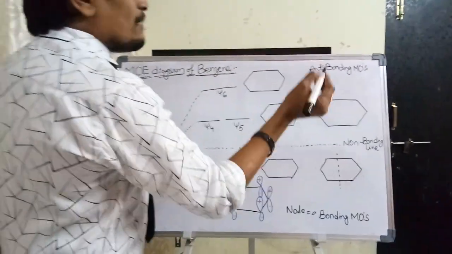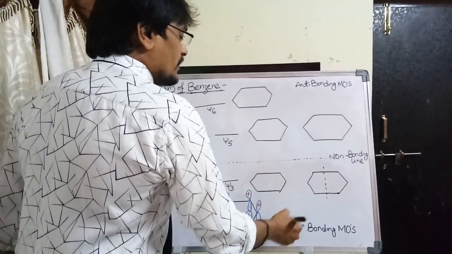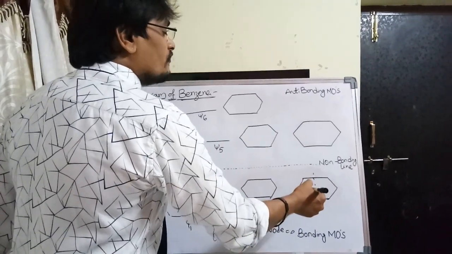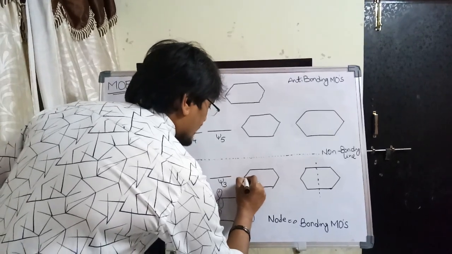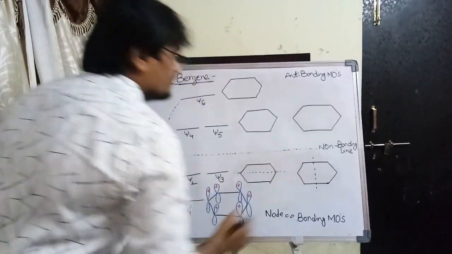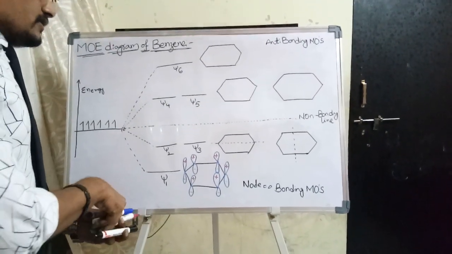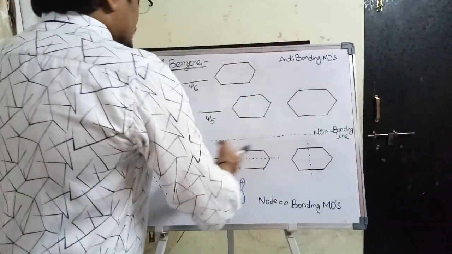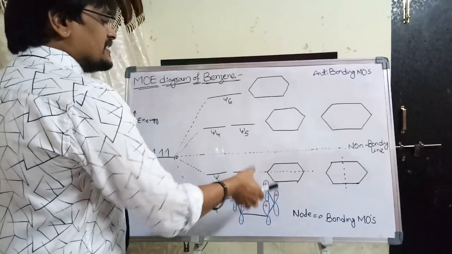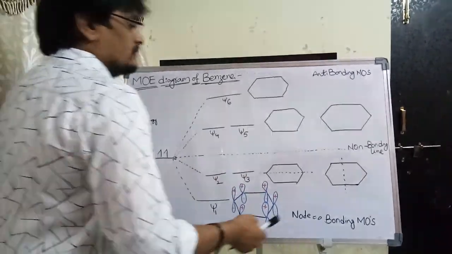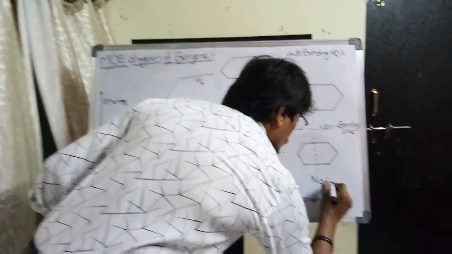As we move up, the nodes are increasing. For the lowest molecular orbital the number of nodes is 0, so for the next one the number of nodes will be 1, and I am representing that node. Another possibility of a node is this. So the number of nodes in psi2 and psi3, which are next to psi1, the lowest molecular orbital, is 1.